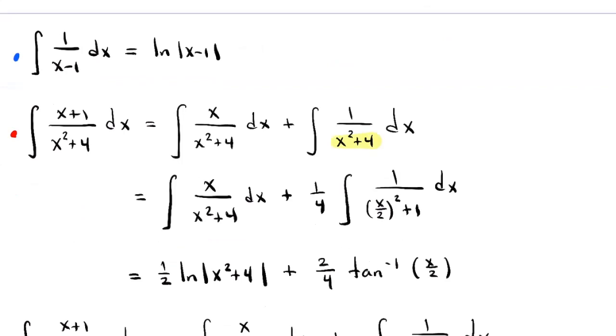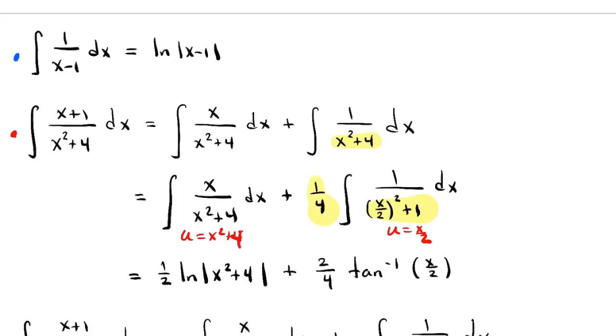This x squared plus 4, you could do a trigonometric substitution here, but I'm going to do this. I factored a 4 out of the denominator, so I rewrote that denominator as 4 times x over 2 quantity squared plus 1. The reason I like that is because for the first integral, the u substitution would be u equals x squared plus 4. Over here, I'd let u equal x over 2. So stop the video and make sure that you can recover these things.